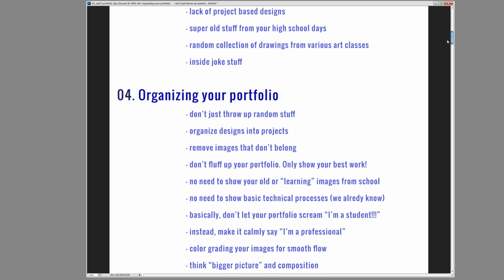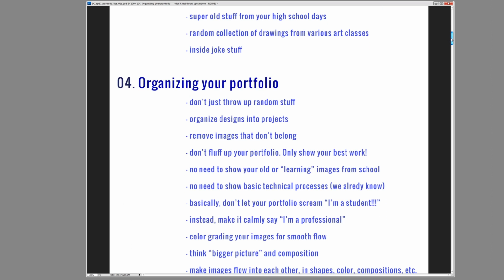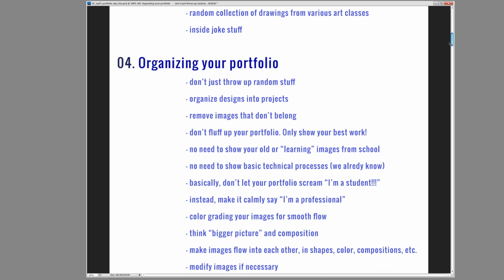Let's talk about stuff to actually do, or how to organize it. So number 1, don't just throw random stuff. Don't take a bunch of work you've done, not name them or group them, and just throw it onto Tumblr or something, and there you go.